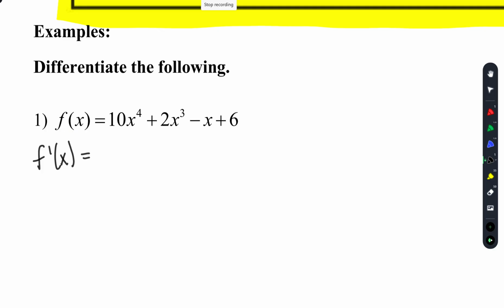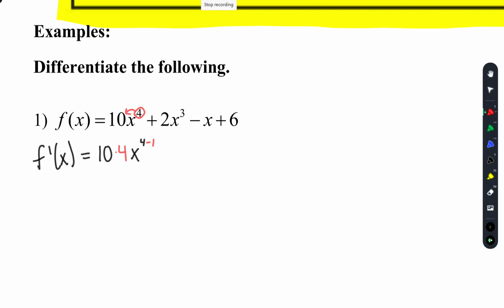So what you're going to do is take the power, whatever the power is, and bring it down. What does that mean? You're going to have 10, and then you're going to multiply by that 4, which is the power you brought down. And then it's going to be x. And then you're going to subtract 1 from the power. I'm going to show an obnoxious amount of work right now. You do not need to show all of this. You could go straight to 40x cubed if you want.